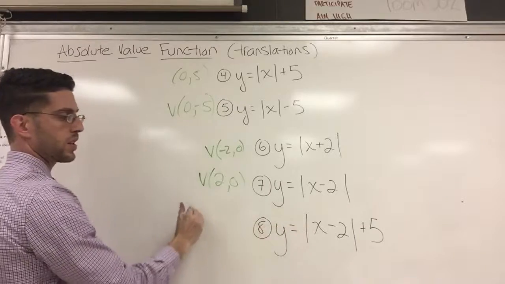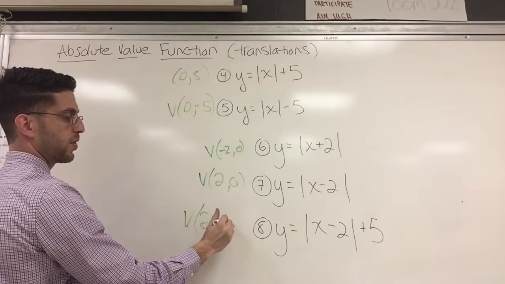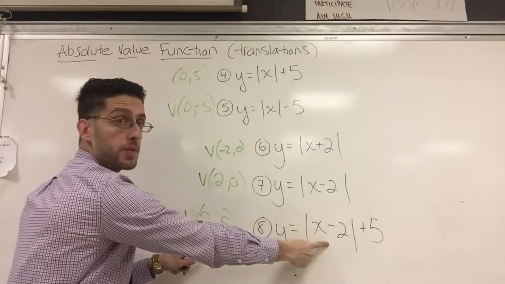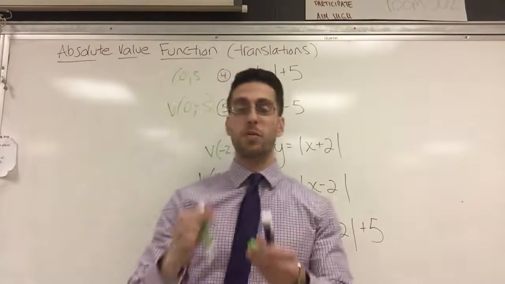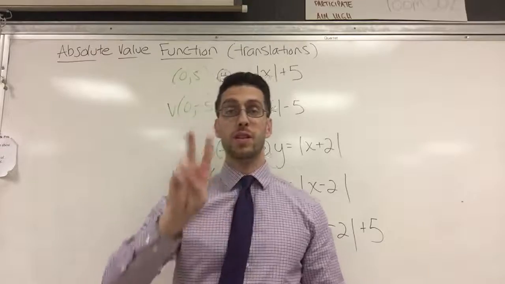What do you think the vertex is here? 2, 5. Opposite, same. That's basically it. That's your absolute value function and some fun translations of it.